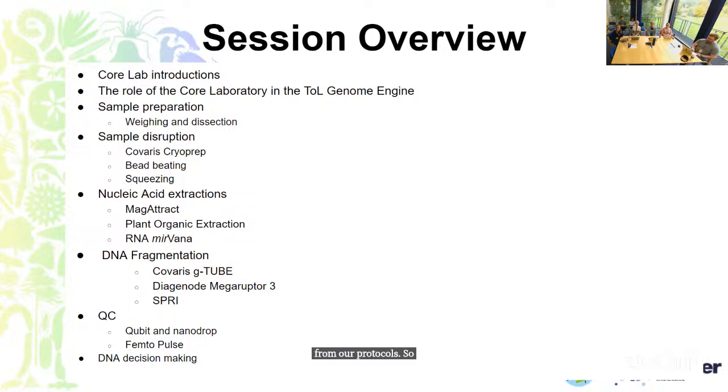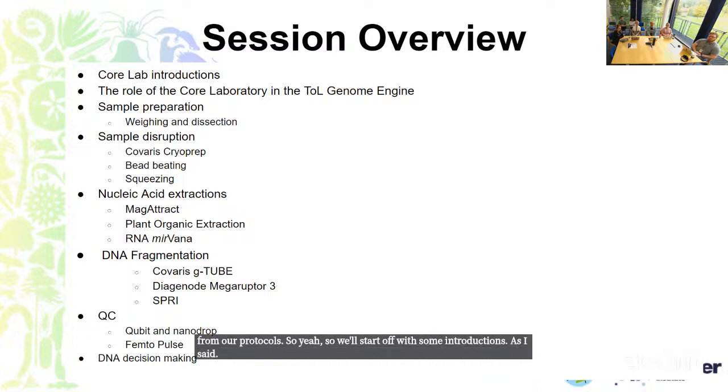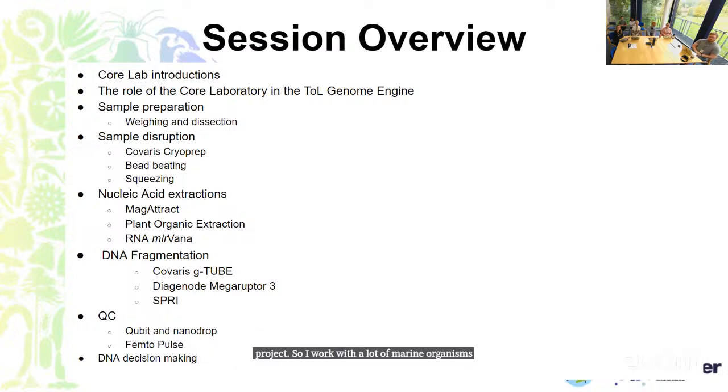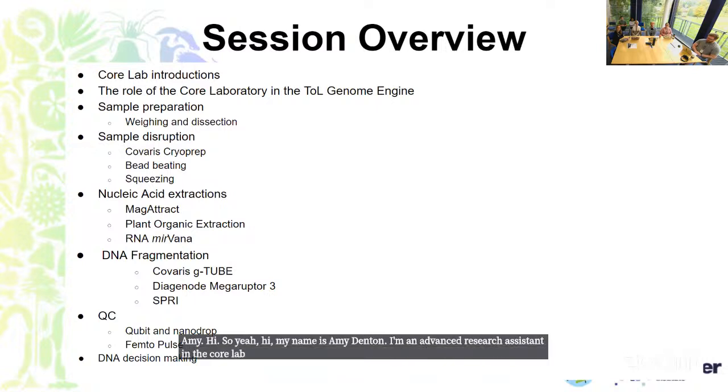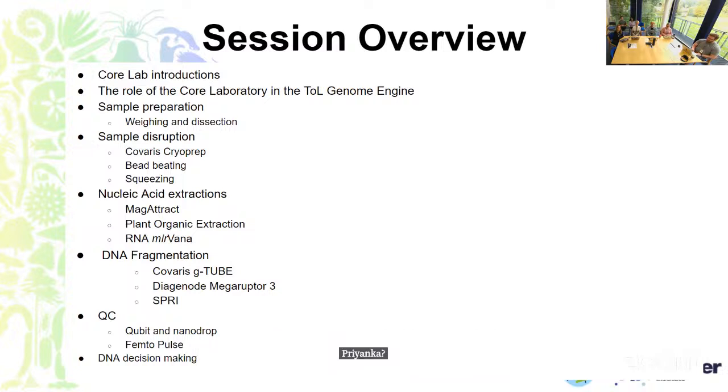So we'll start off with some introductions. As I said, my name is Graham. I'm a senior research assistant in the lab. I mainly work on the aquatic symbiosis genomics project, so I work with a lot of marine organisms. Amy? Hi, my name's Amy Denton. I'm an advanced research assistant in the core lab, and I'm taxonomic specialist for the chordates and perform lots of high molecular weight DNA extractions and RNA extractions. Priyanka? Hi, I'm Priyanka. I'm also an ARA within the core lab. I mainly focus on fungi samples, DNA extractions, and some genetic sequencing.